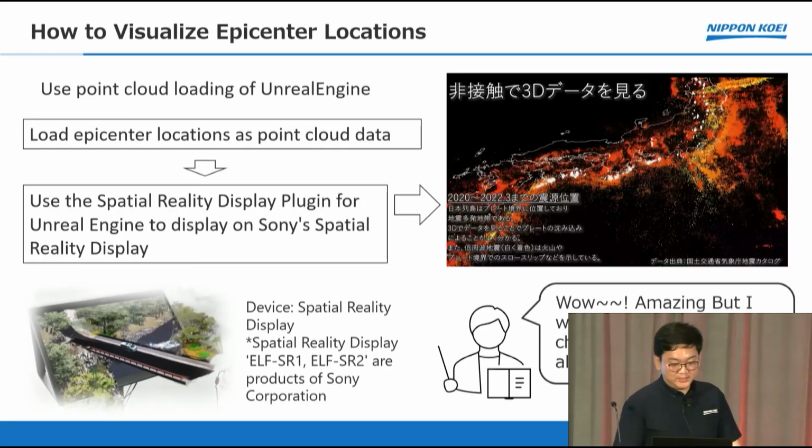So, let me explain how we visualize the location of the earthquake epicenter. First, we converted the seismic data into CSV format. Each data point represents an epicenter, and we assign colors based on depth. Next, we use the Sony Spatial Reality Display to present the data in 3D.